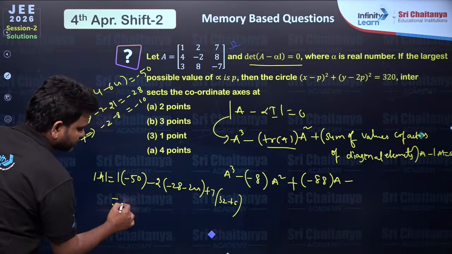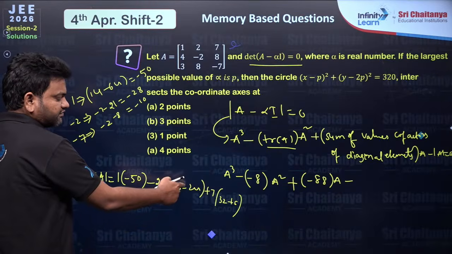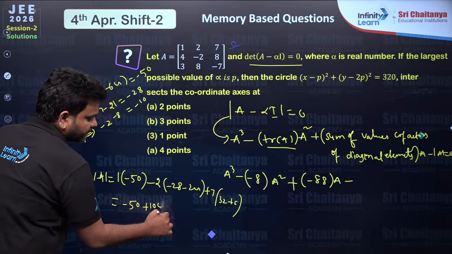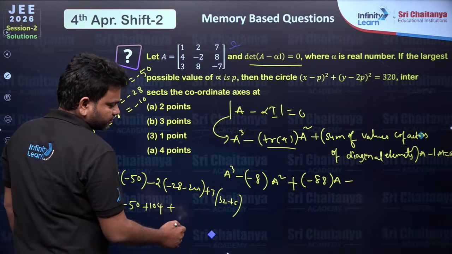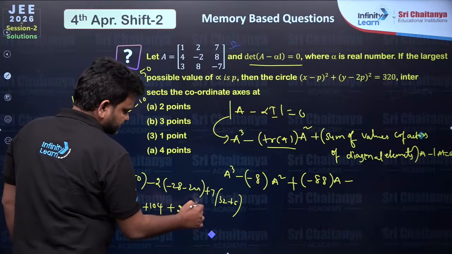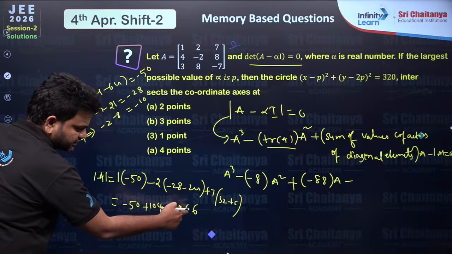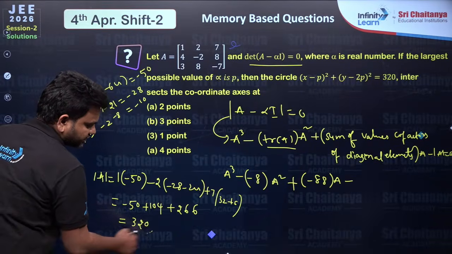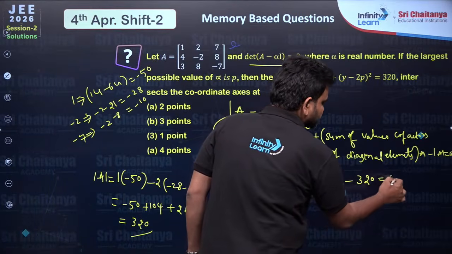Alright, so this is going to be minus 50. Here I am getting 52 into 2, so 104, and plus 38 into 7 you have to do, that is going to be 266, right. So you are going to get the value as 370 minus 50, which is going to be 320. So here I am getting minus 320, that is equals to 0.